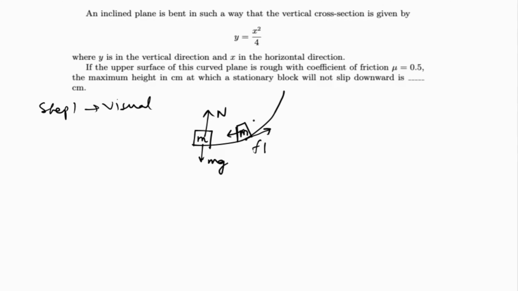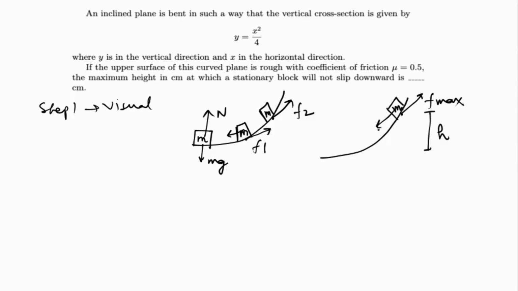Let's say the force is F1. You can intuitively feel that as this mass moves upward, the friction force required to hold this block in this position will increase. It will keep on increasing as you push the mass. And there will be a maximum height h, after which the block will start sliding. The friction force is the maximum that the surface can apply, but it is not sufficient to prevent the mass from sliding. Okay, so we have to find this height.